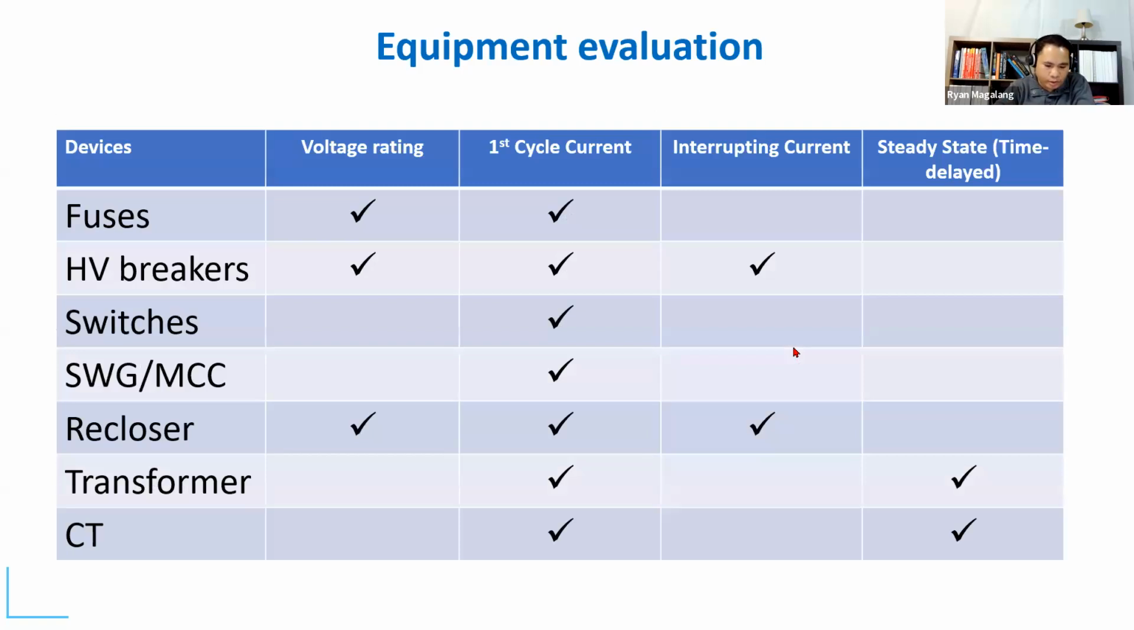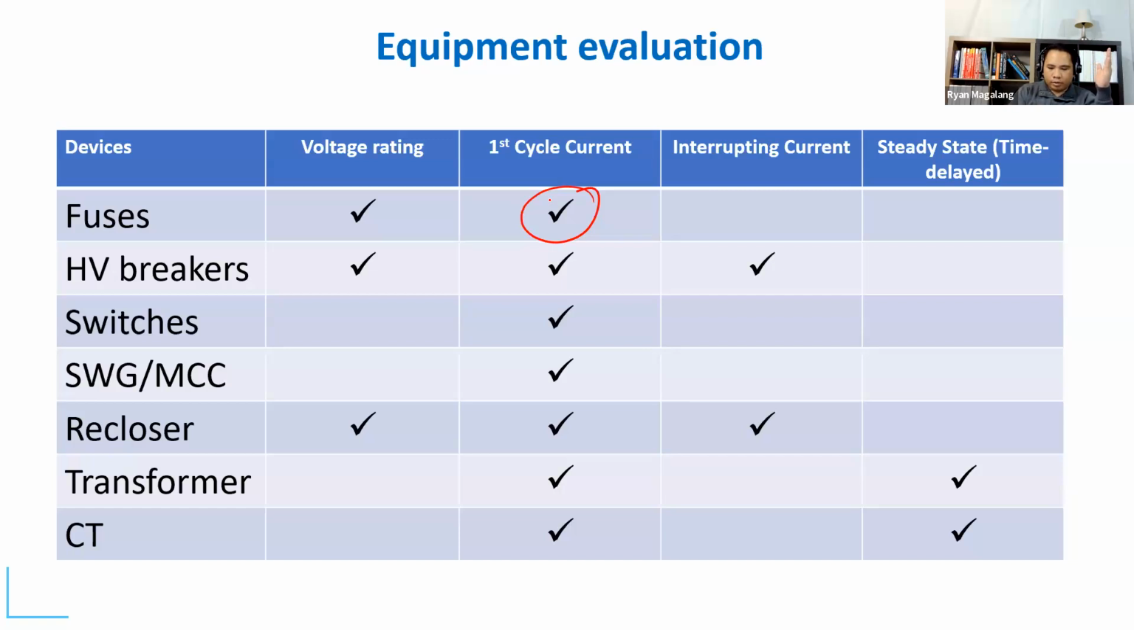So, for equipment evaluation, fuses, we said we want them to be evaluated against the first cycle because they would interrupt in that time frame. The fuses are very fast, so half cycle maybe even less. So that's why it only makes sense to evaluate these devices in this region.